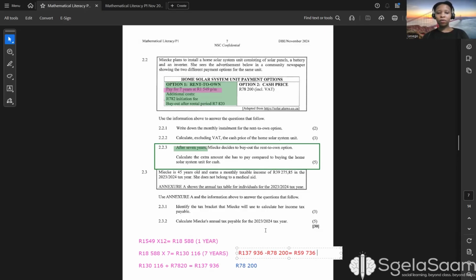Okay, now the answer to this very long question is 59,736. Please do make sure that you double check your calculations, and also the last question as well. This 5-mark question requires all of this calculation. All right, so we will continue with the next question in the next recording.